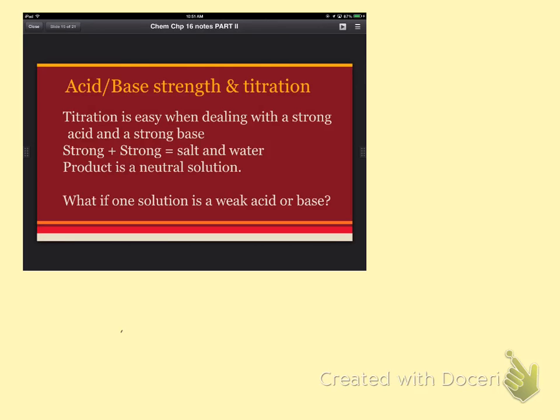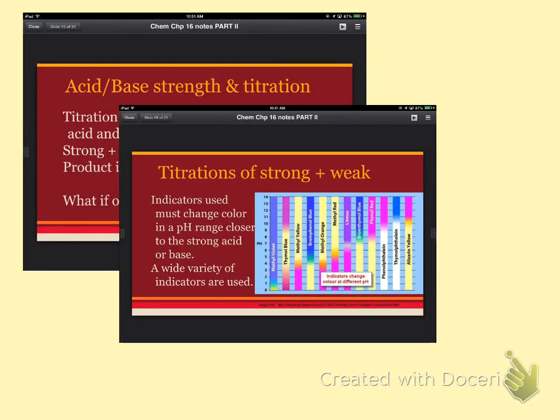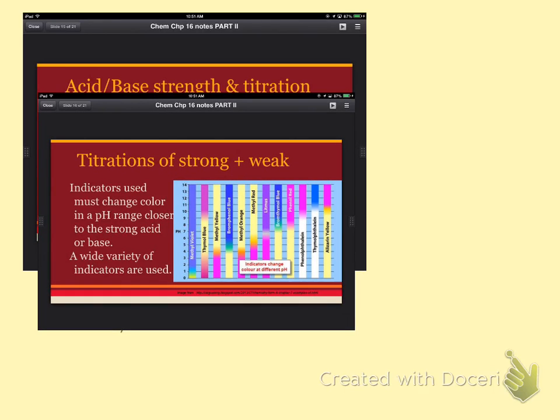They won't fully neutralize. So we're not going to get a pH of 7 when we're done. So we can't really titrate with weak acids and bases. Not here. It's sort of outside of what we can do. So if you're using a strong acid and a base, you're going to have to choose different indicators because the pH is not going to end up at 7.